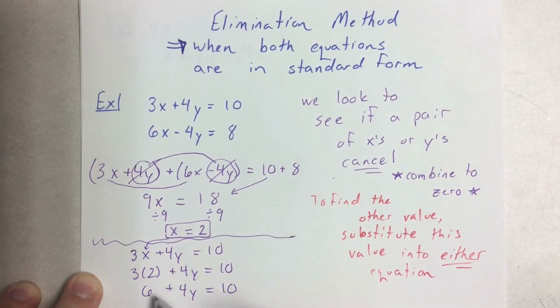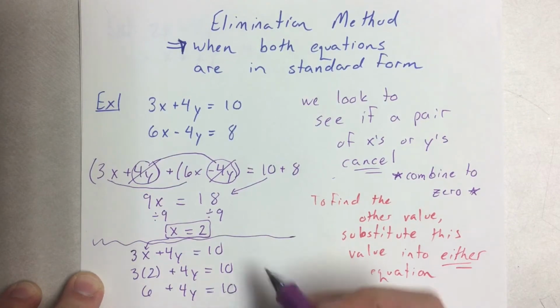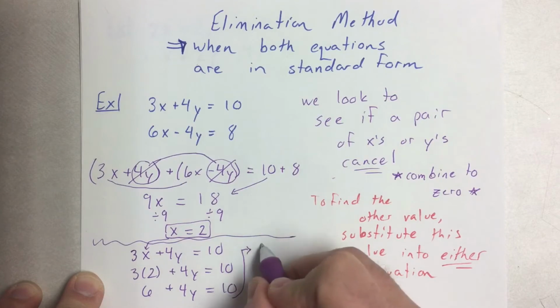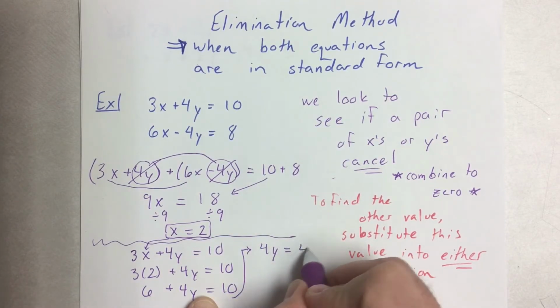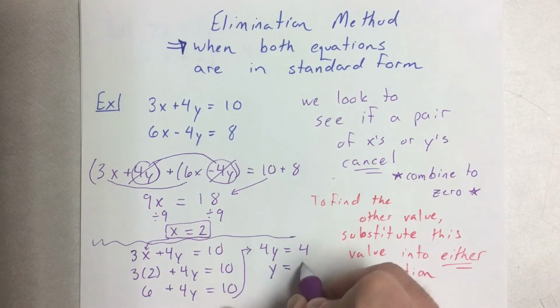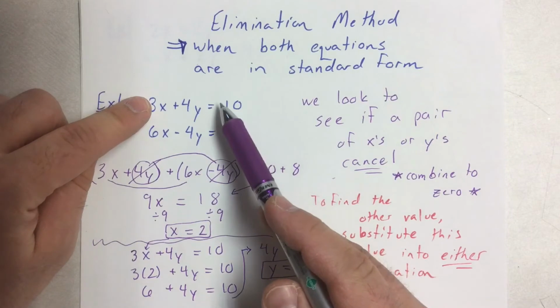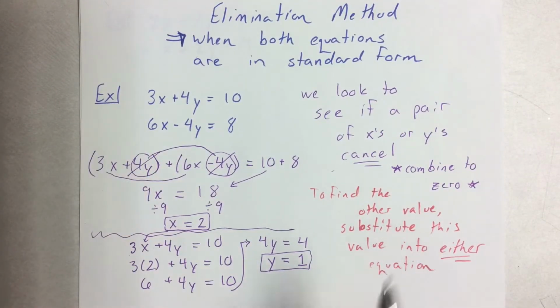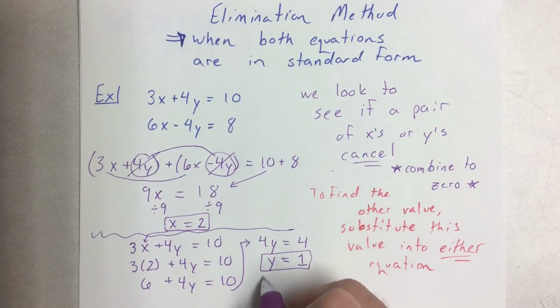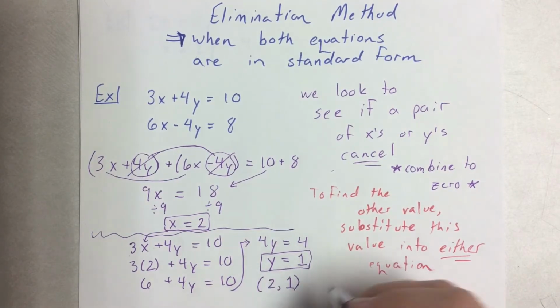Okay, so we know from solving, subtracting 6 from both sides, that would give us 4y, so 10 minus 6 is 4, divide by 4, and we get 1. So we've placed it into the first equation and we got 1. If we would have placed it into the second equation, we would still get 1 actually. So our solution is 2, 1. That's the solution to our system.